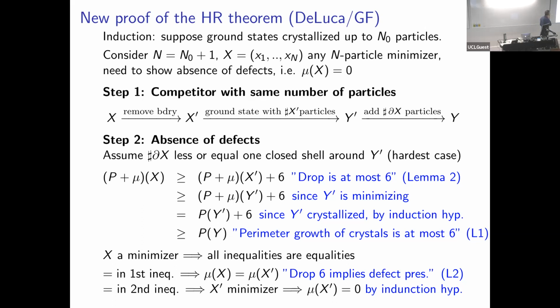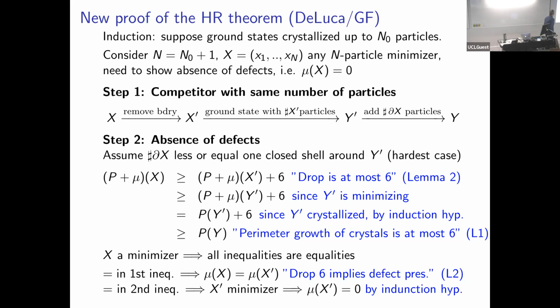If this is bigger or equal than that, and that was a minimizer, then all inequalities are equalities. So that's how I win. Now, this is equal to this, and because the first thing is an equality, I know that mu of X equals mu of X prime. That was when the drop is exactly 6, then that's the same number of defects. So then I can figure out that mu of X is equal to mu of X prime.